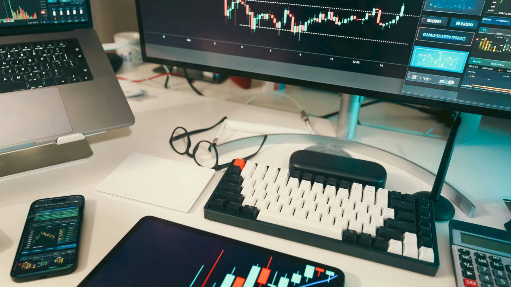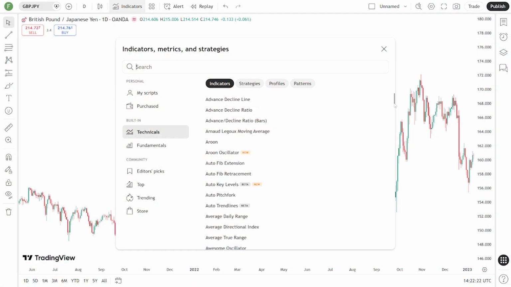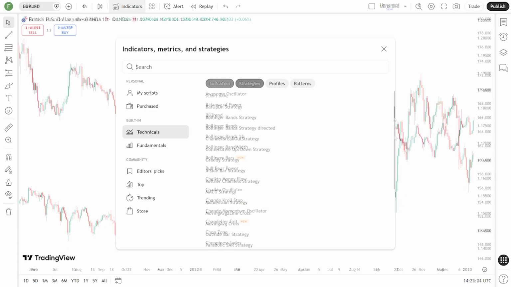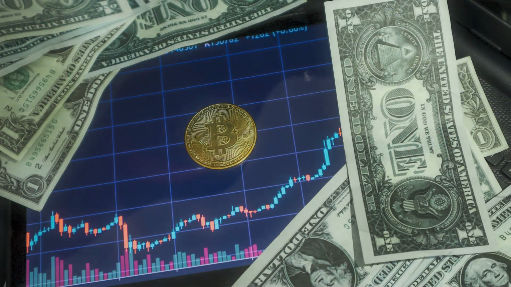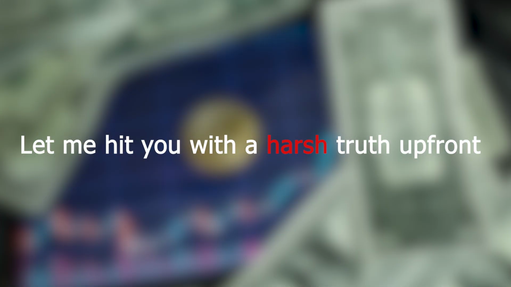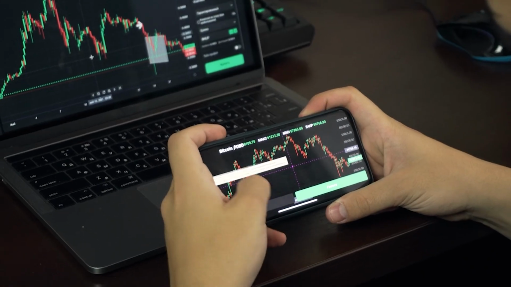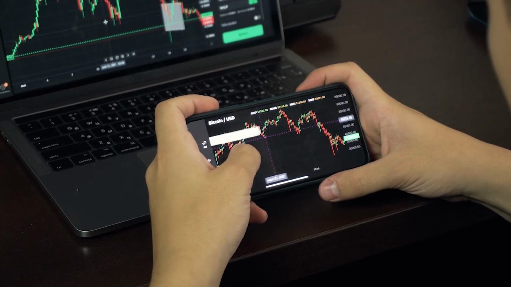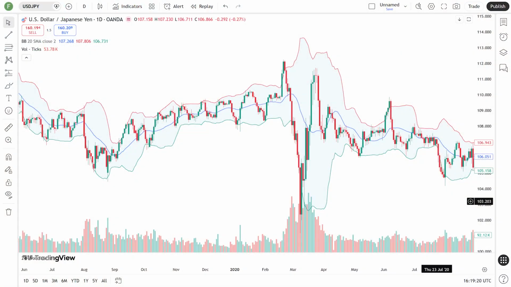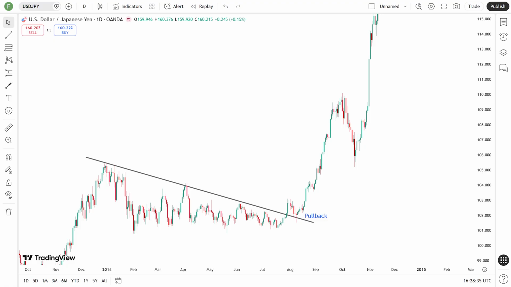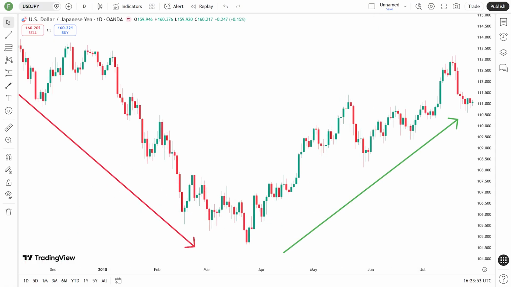If you think trading is about knowing dozens of indicators, or finding some magical strategy that just prints money, let me hit you with a harsh truth up front. 90% of traders lose money for one simple reason. They don't understand what the market is actually doing. They don't recognize trends. They don't know when the market is about to reverse.